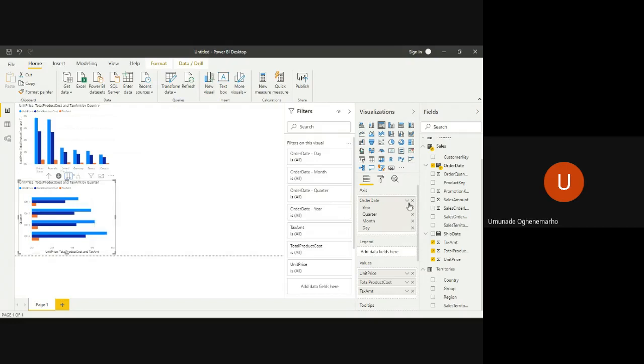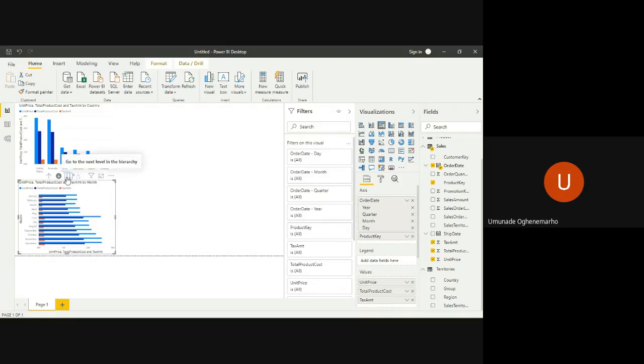But what happens if we want to add the product key into this mix? Let's make it a little bit complex. Do we see that the product key gets added into the axis? Meaning if we keep drilling down, we'll surely hit the product key. So we have by month, we have by day, and we have by product key.